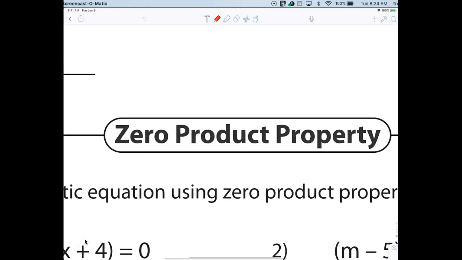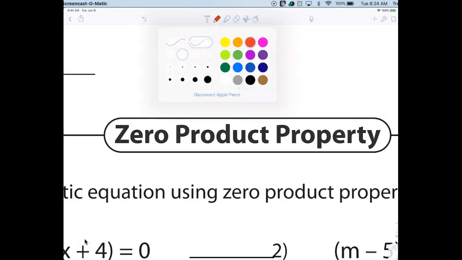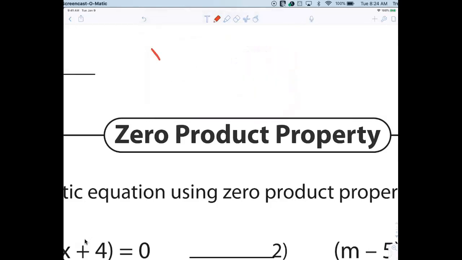If I said to you, x times y equals 0, somebody tell me what's true. If x times y is equal to 0, what is true? One of them is 0. That's how simple.